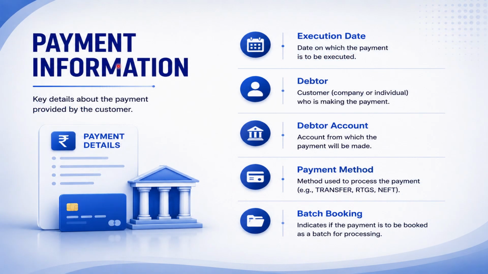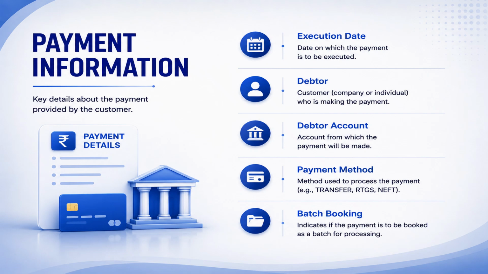Payment information. The payment information block contains details common to a group of payments. These include requested execution date, debtor account, payment method, and batch booking indicator. Instead of repeating this information for every payment, it is stored once for the entire payment batch.